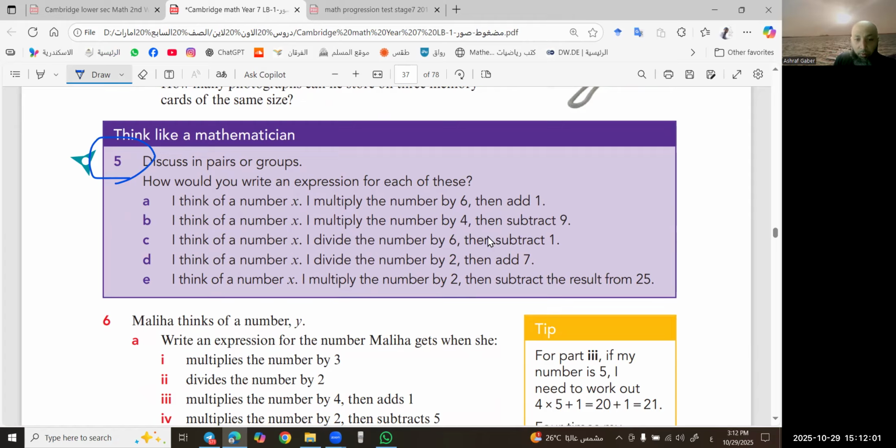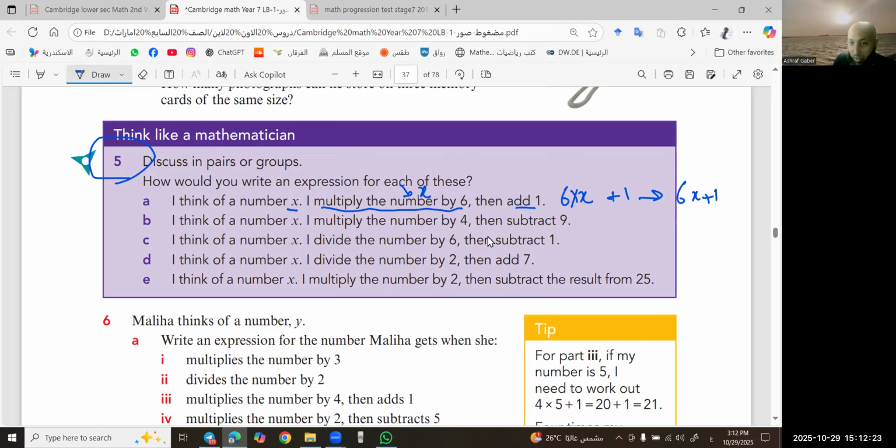I think of a number, x. I multiply this number by 6, then add 1. First, he tells me what he does: he multiplies this number, which is x, by 6. So we write 6x, or 6 times x. Then add 1, so plus 1. So the final answer is what?